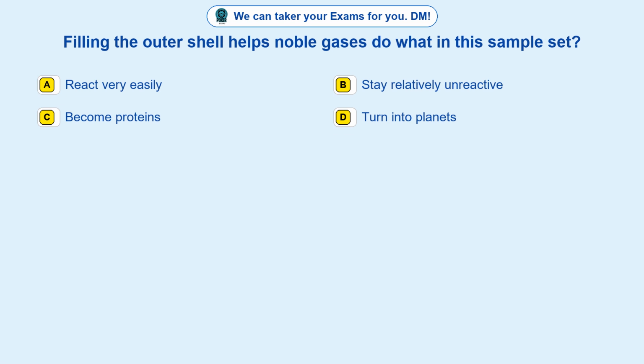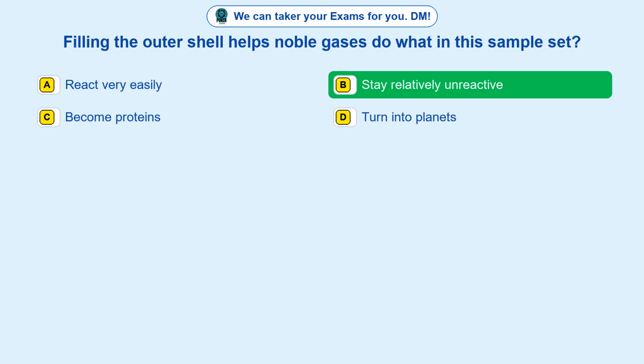Question 41. Filling the outer shell helps noble gases do what in the sample set? Option A, react very easily. Option B, stay relatively unreactive. Option C, become proteins. Option D, turn into planets. The correct answer is option B, stay relatively unreactive.